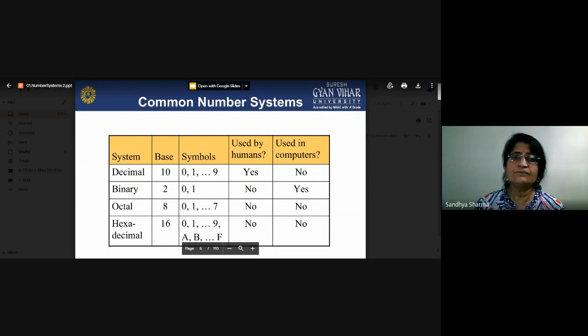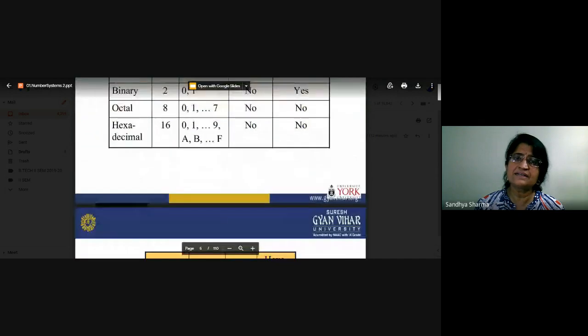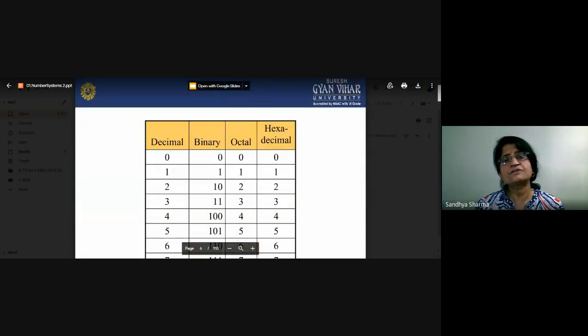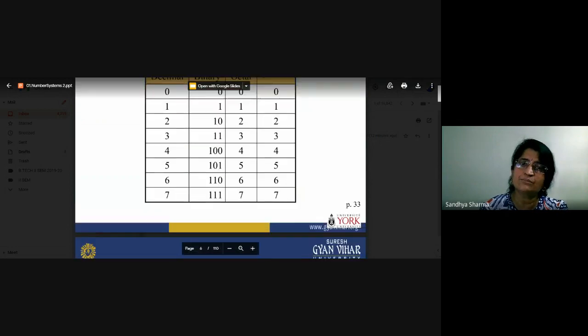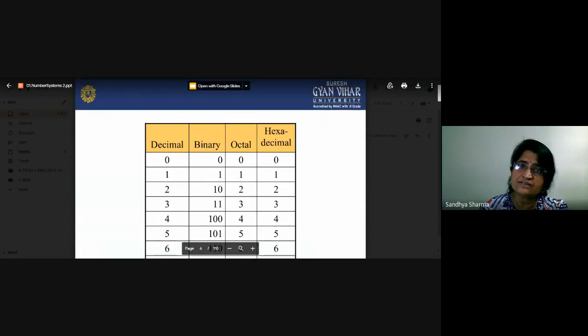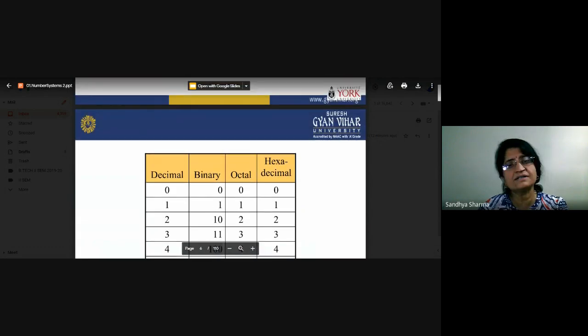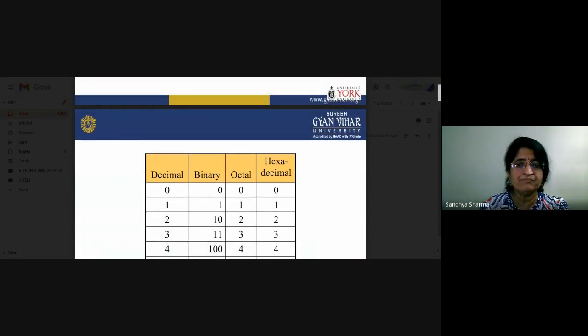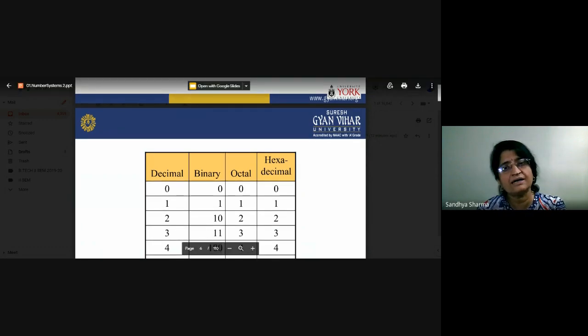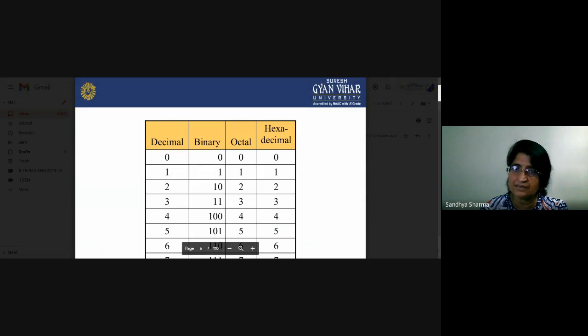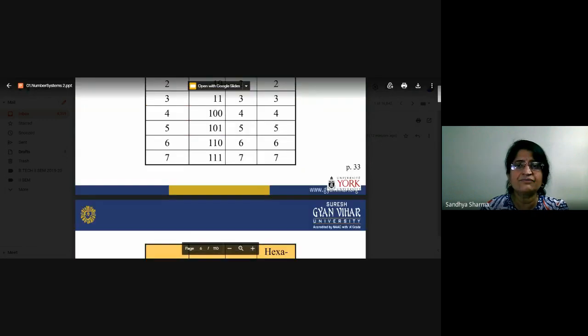Now we will go one by one through the basic introductory part. First of all, we will see how to represent numbers. Suppose you have decimal numbers 0 to 7. How can you represent these decimal numbers in binary, how can you represent them in octal, and how can you represent them in hexadecimal? These are the different combinations.